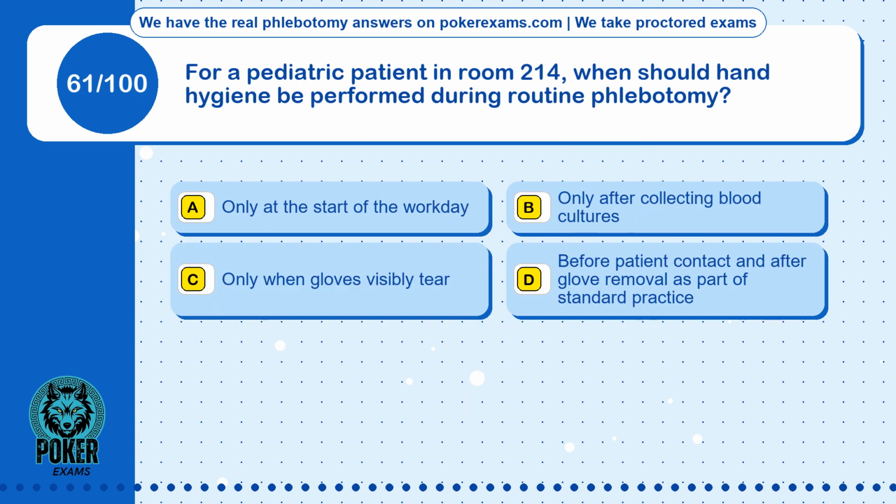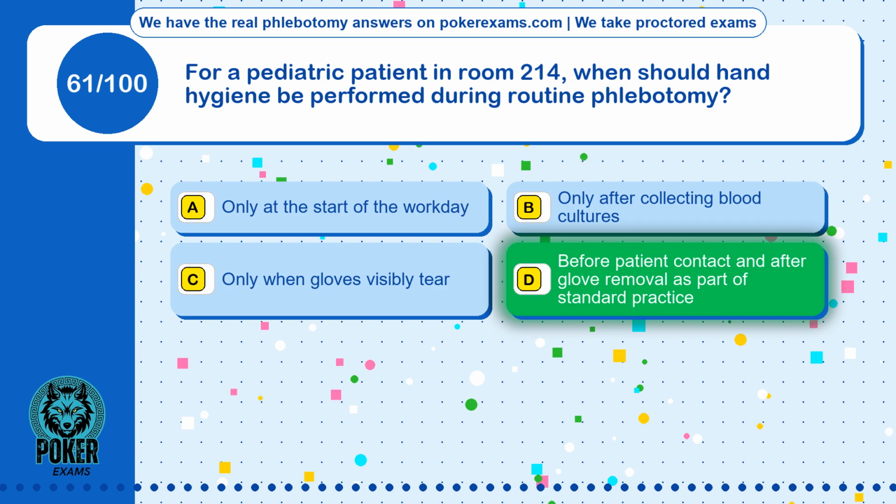Question 61. For a pediatric patient in room 214, when should hand hygiene be performed during routine phlebotomy? Option A. Only at the start of the workday. Option B. Only after collecting blood cultures. Option C. Only when gloves visibly tear. Option D. Before patient contact and after glove removal as part of standard practice.